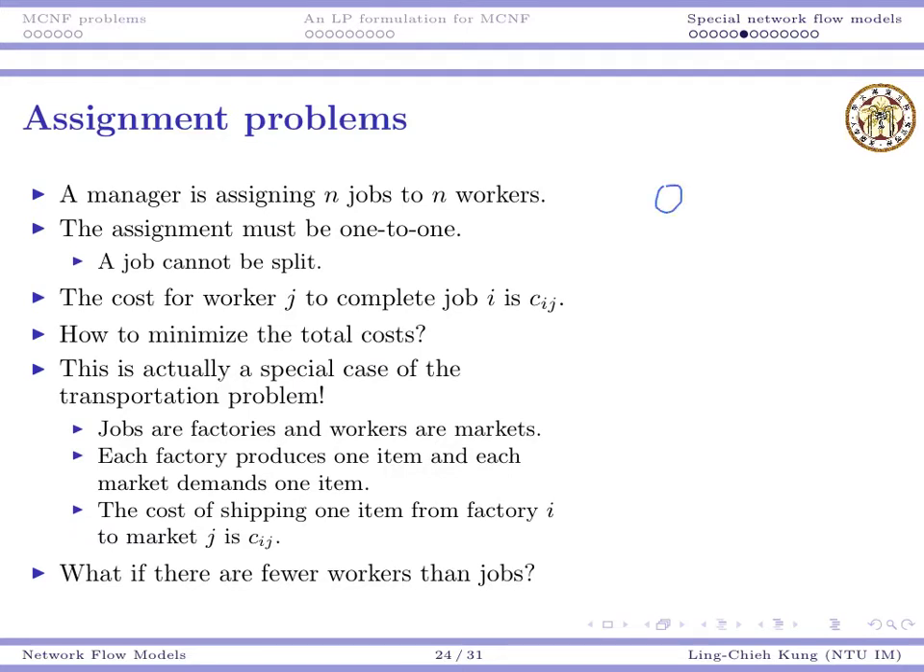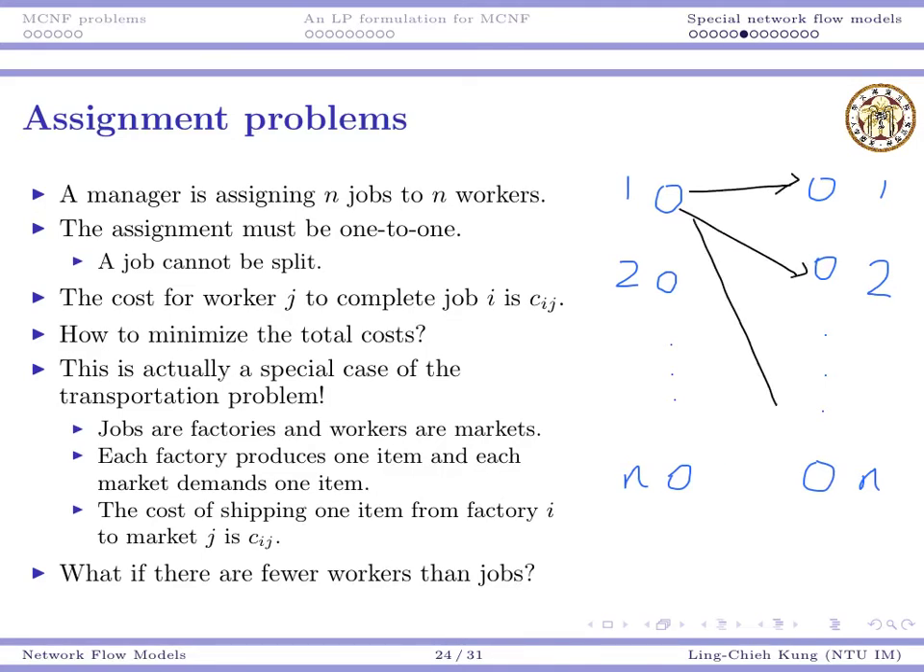Let's try to visualize it. So I have many jobs, 1, 2, up to n. And I have many workers, 1, 2, up to n. I'm simply asking how to construct this network. It's not very surprising that here this is C11, here this is C12, and so on. The interesting thing is about the supply quantity and the demand quantity. In some sense, we are just sending jobs to workers.